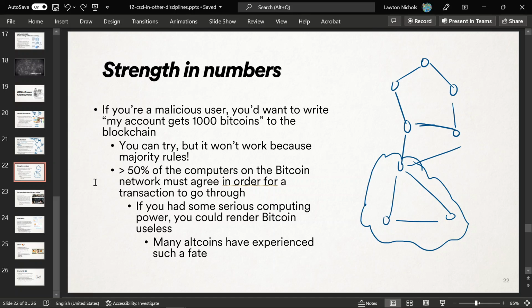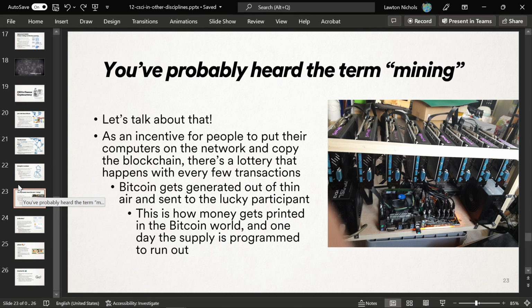Any questions before I move on to, I guess, one last topic about Bitcoin, and then we'll analyze it. All right. So let's talk about mining, because maybe we've heard that term. That's kind of the last term that I want to talk to you about. Okay? So let's talk about what mining means.